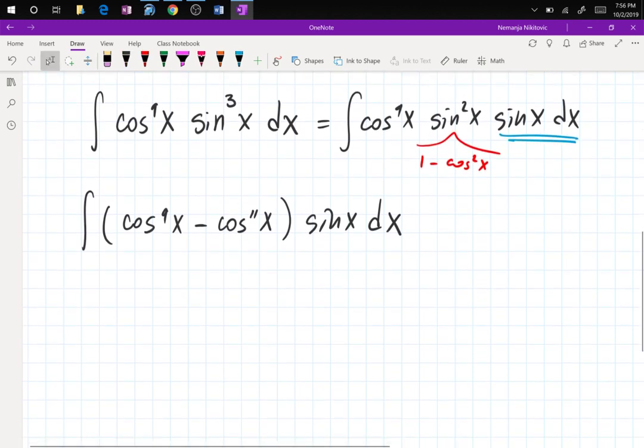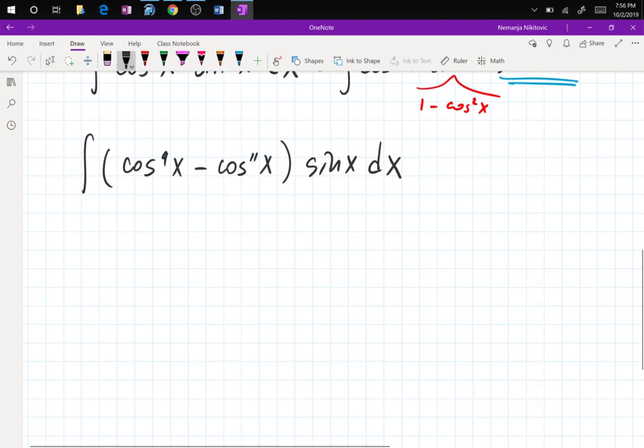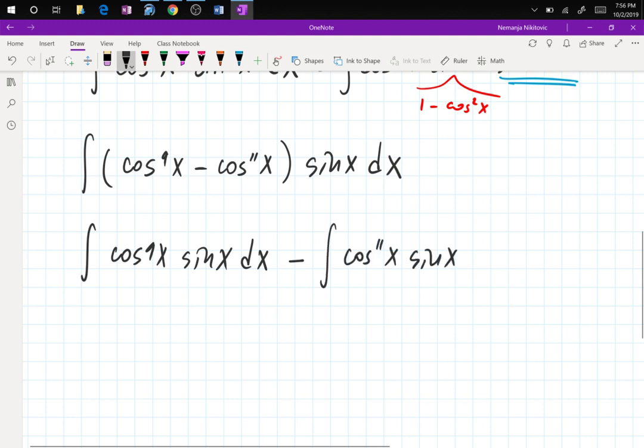And you can distribute sine and create two integrals now, because you have a subtraction, right? So now you have the integral of cosine to the 9x sine x dx minus another integral of cosine to the 11x sine x dx. You do not have to split. You can go with the u sub immediately, or you can split. It doesn't matter, because in either case you have u equals cosine x, du equals negative sine x dx.